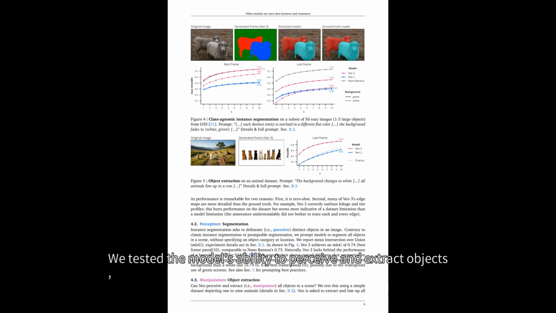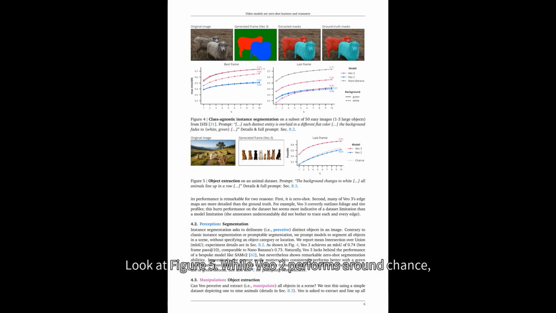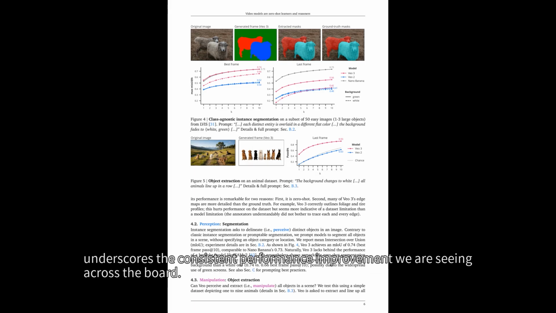We tested the model's ability to perceive and extract objects, lining up animals in a row. Look at Figure 5. While VO2 performs around chance, VO3 achieves up to 92% pass at 10. This rapid advancement in a simple manipulation task underscores the consistent performance improvement we are seeing across the board.